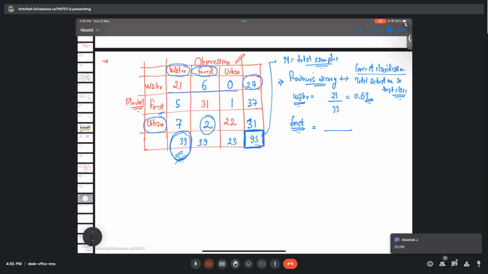31 by 39, exactly, correct. So Abhishek has written nicely, and you are saying it is 0.79, correct. So I think you guys have the hang of it. Now let's move to the user's accuracy. User's accuracy is slightly different.